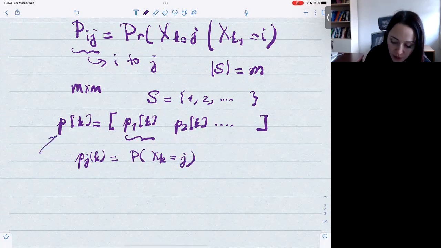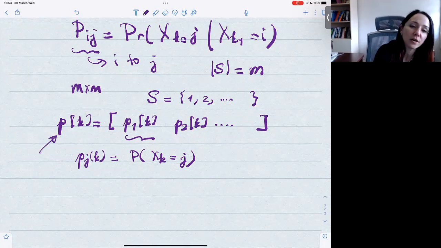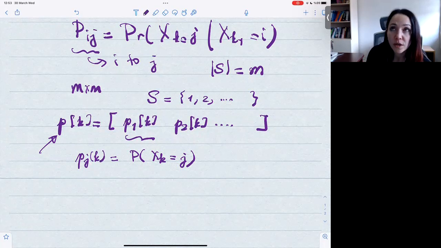Now, we're interested in how this probability vector evolves in time. In many of our analyses of networking situations, we have a state that evolves with time, right? So what is the dynamics of this system?